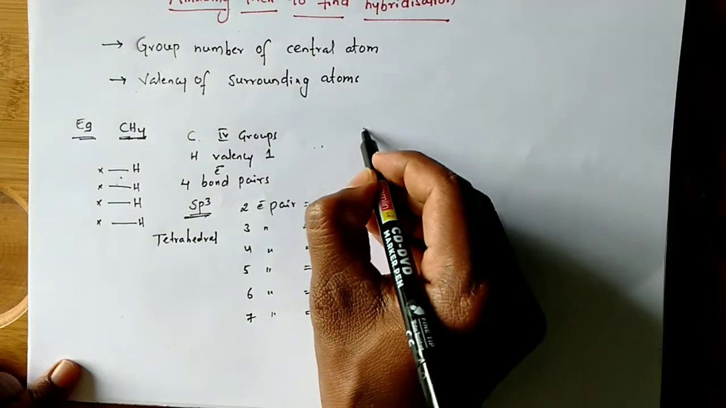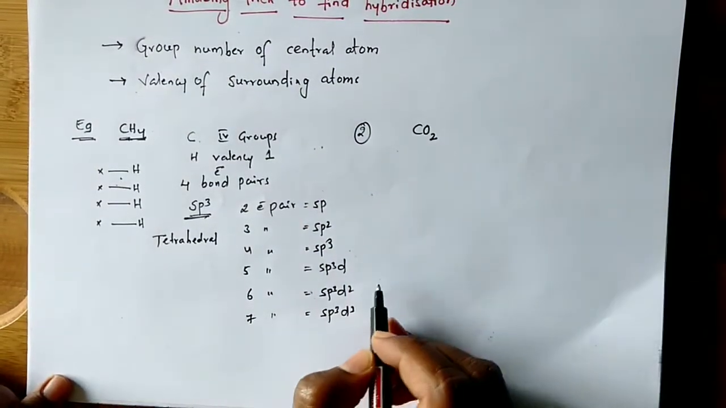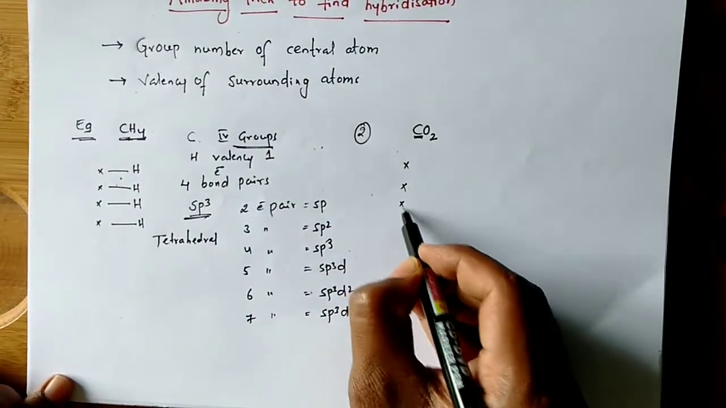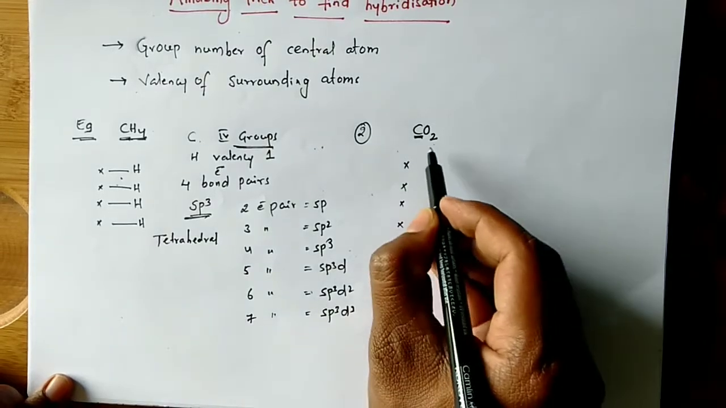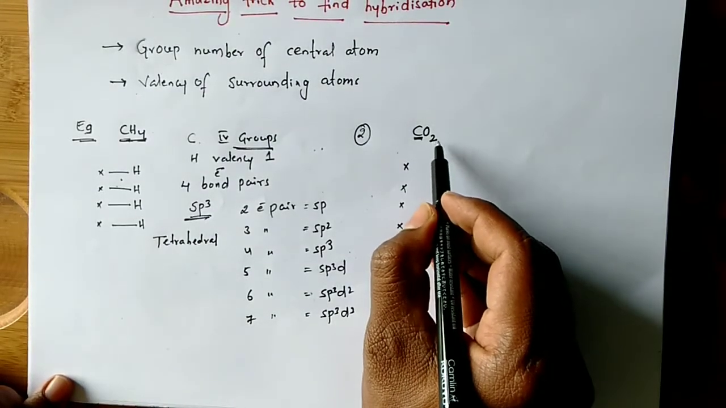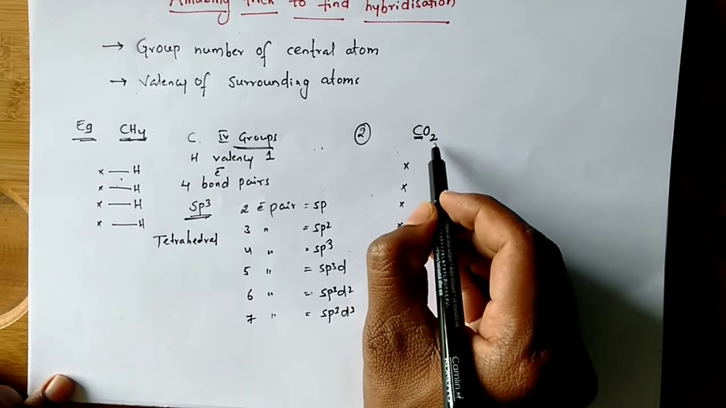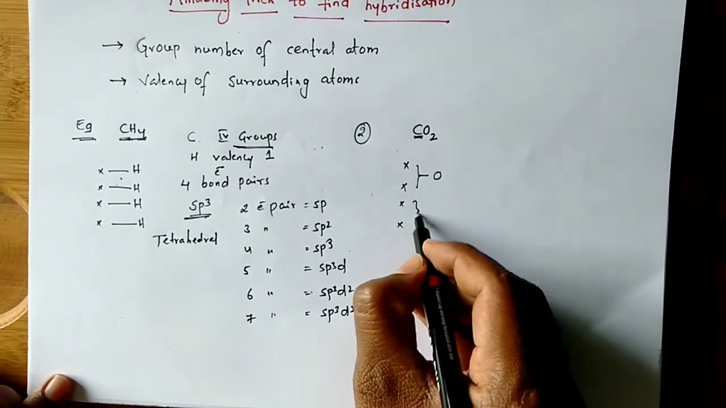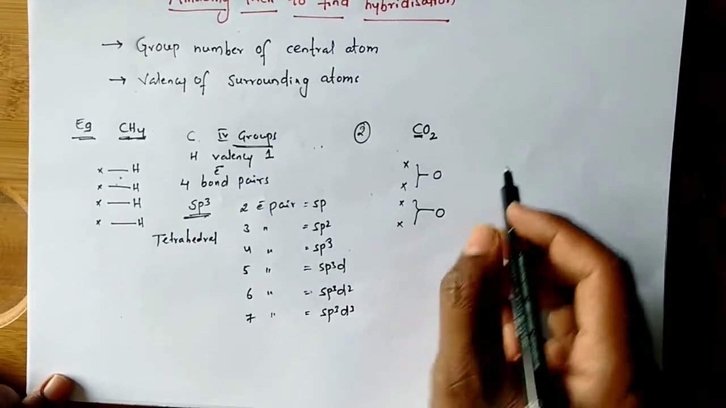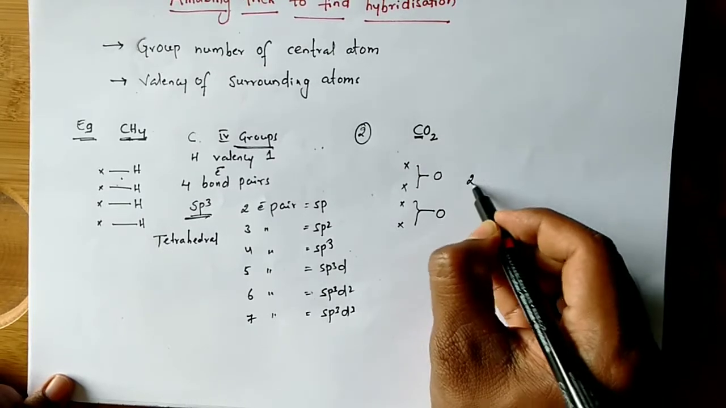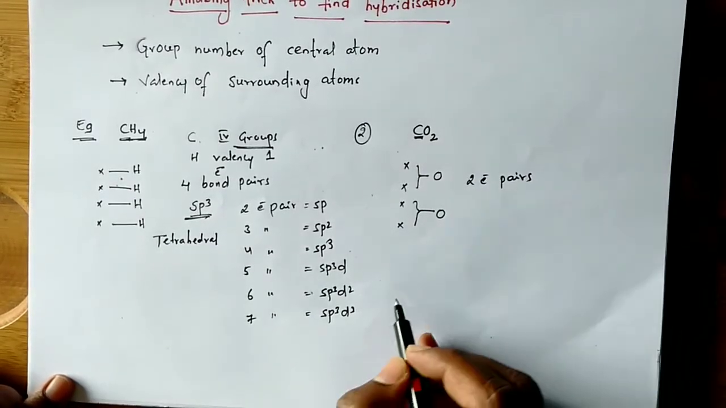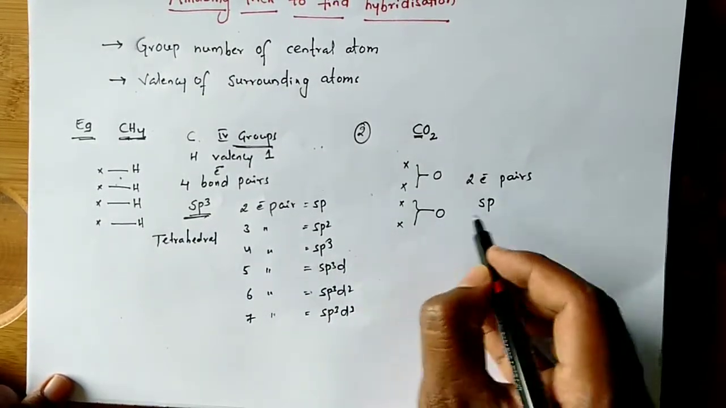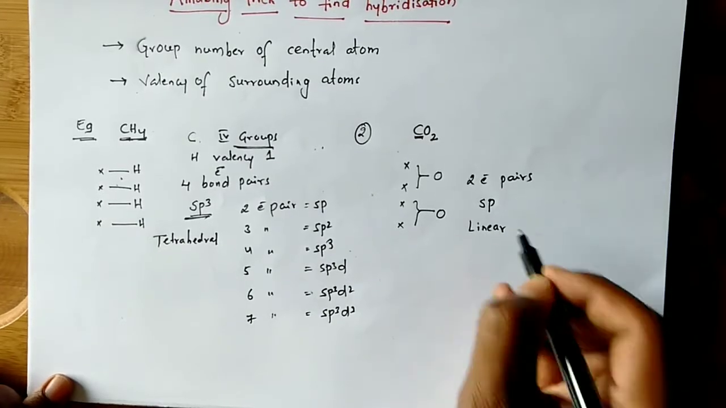Second, I am taking one more example, carbon dioxide. What is the central atom? Carbon, that belongs to the 4th A group. Again, keep 4 dots like this. What is the valency of oxygen, the surrounding atom? Oxygen valency is 2, so it takes 2 electrons for bond formation. So total how many bonds are there? 2 bonds, so 2 electron pairs. 2 electron pairs means what hybridization? sp hybridization. The shape of the molecule is linear.